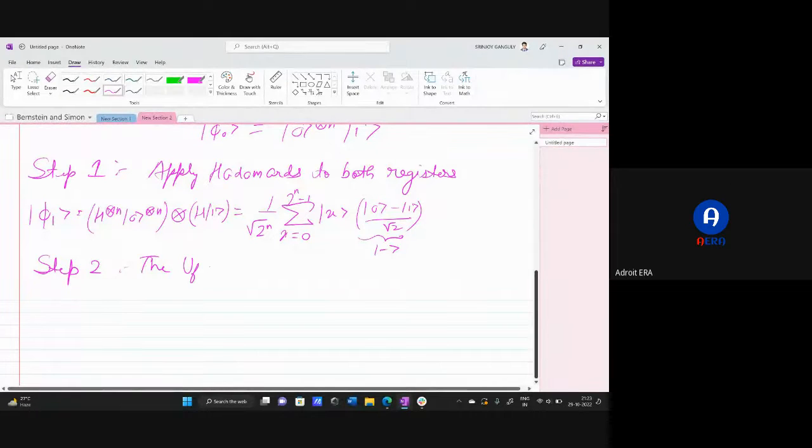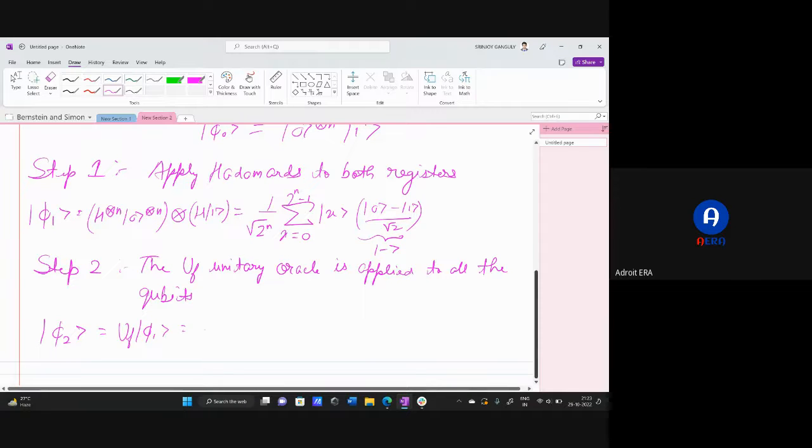Okay, so now step 2, the UF unitary oracle is applied to all the qubits, right? The UF unitary oracle is applied to all the qubits. So therefore, what will happen to phi 2? UF applied to ket phi 1, right? And then what will be the formula?